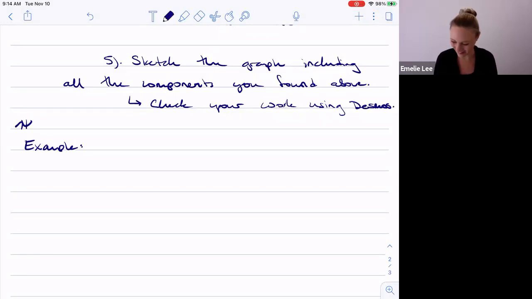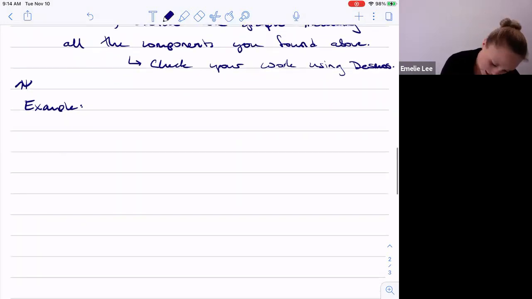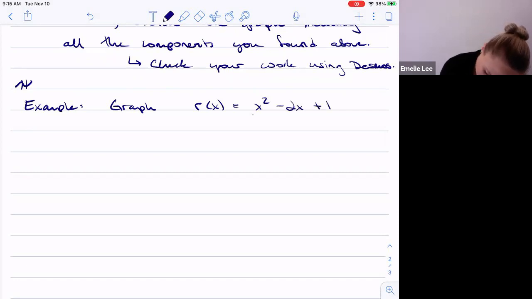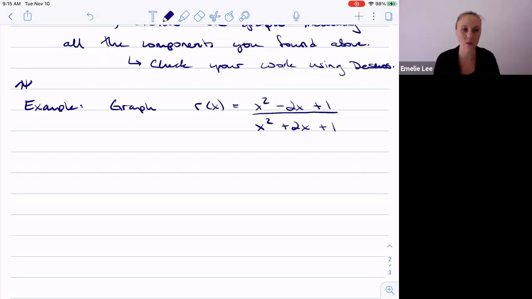All good. All right. So I want you to graph r of x equals x squared minus 2x plus 1 divided by x squared plus 2x plus 1. So this one's a little bit special, and I just want to highlight so that we know how to deal with these ones too. The steps are all the same, it's just at the end in our sketch that we need to kind of work on some stuff.